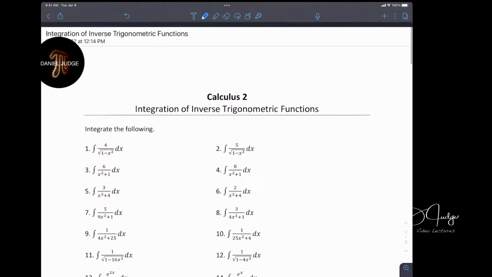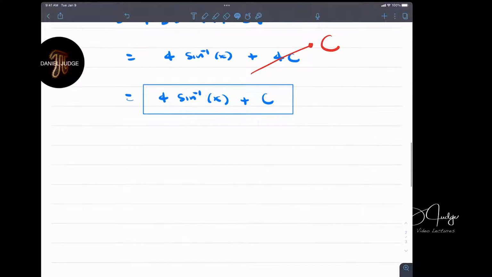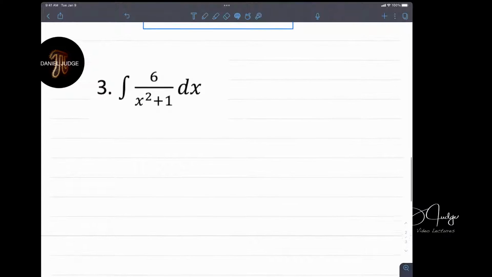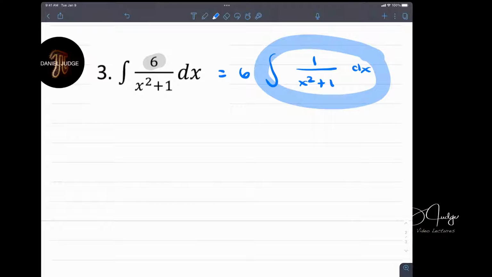And we're going to take a look now. We're going to go to question number 3. And for question 3, we notice again we have another constant. We're going to pull out that constant. So this is going to become 6 times the integral of 1 over x squared plus 1 dx. So now we have to look for the formula for the integral of 1 over x squared plus 1.